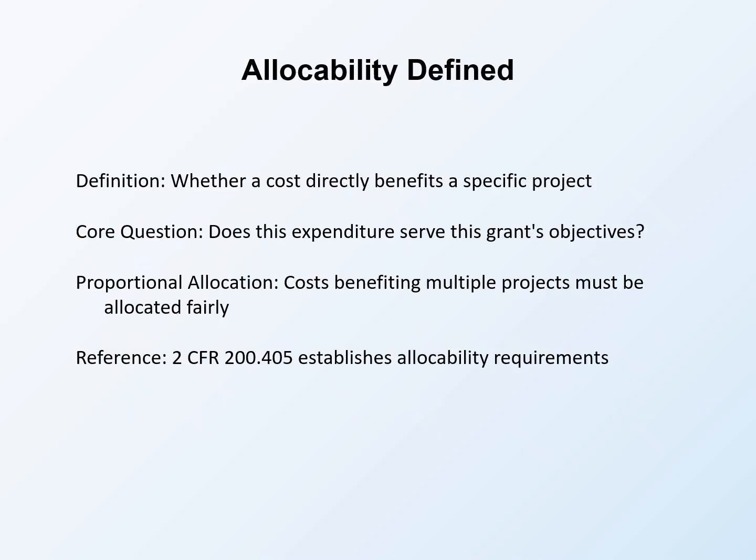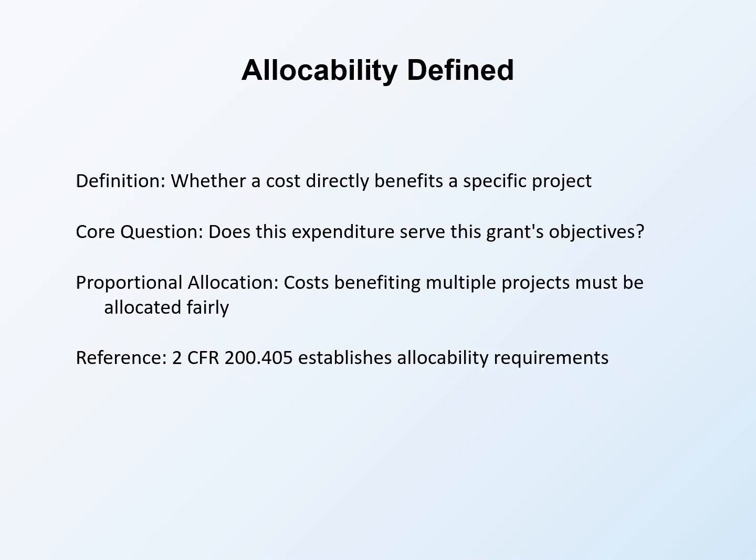Allocability is the second essential test for grant expenditures. While allowability asks whether a type of cost is permitted, allocability asks whether a specific cost belongs on your particular grant. Understanding this distinction is crucial. A cost is allocable to a federal award when the goods or services involved are chargeable or assignable to that award in accordance with the relative benefits received.